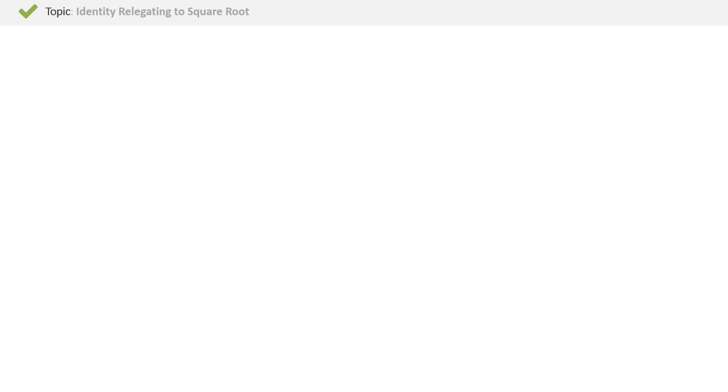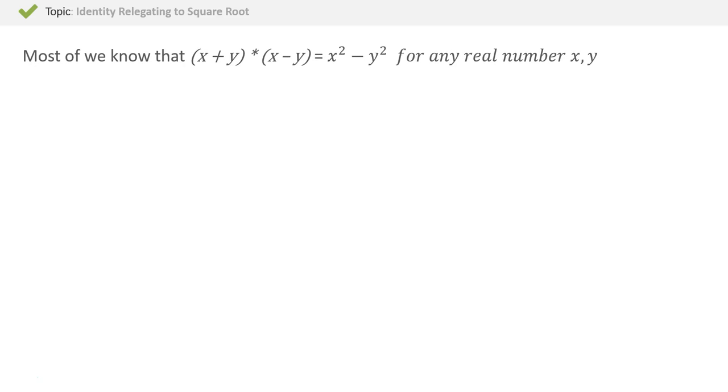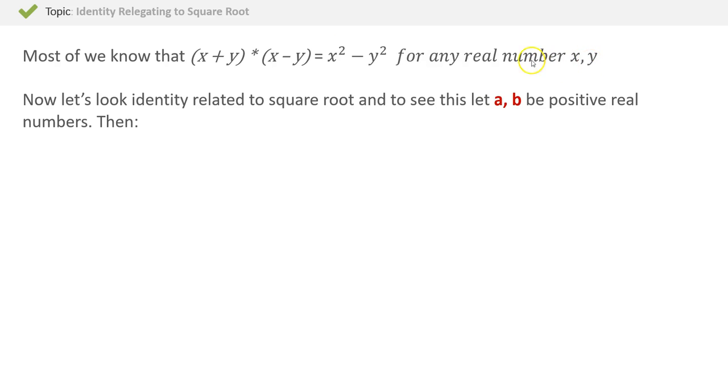Now let's talk about identities relating to a square root. Most of us know that x plus y multiplied by x minus y is x squared minus y squared for any real numbers x and y. Now let's look at identities related to a square root.